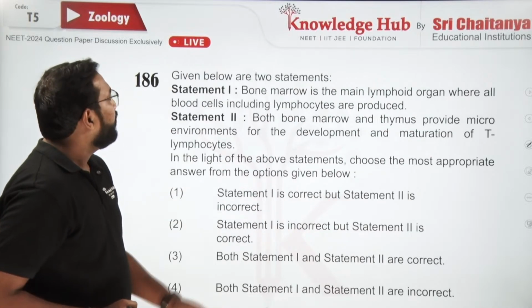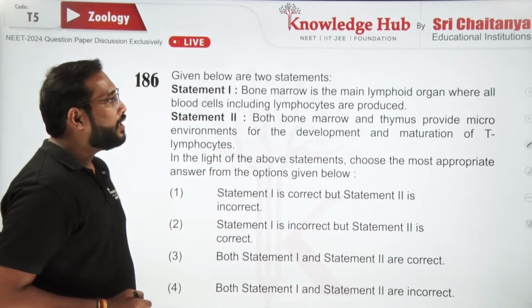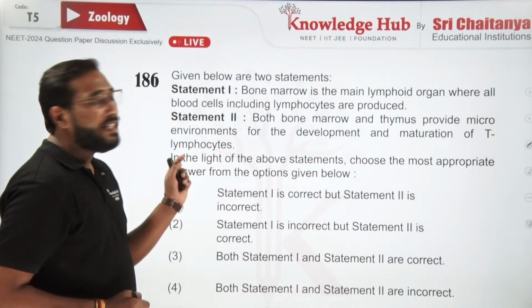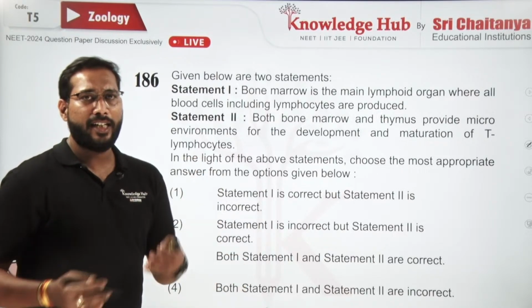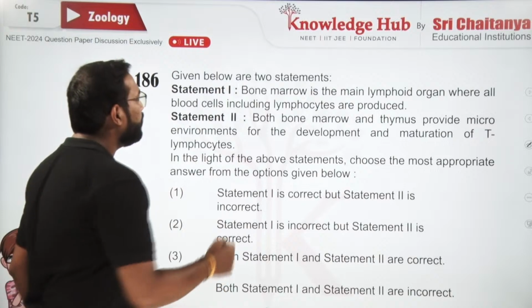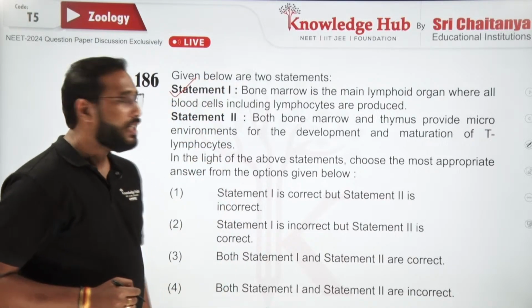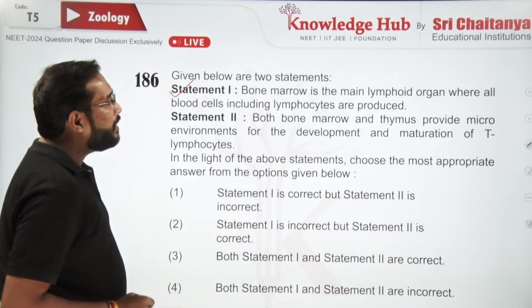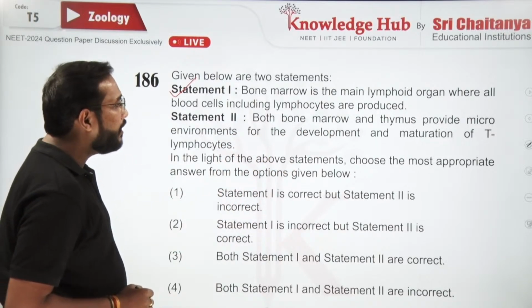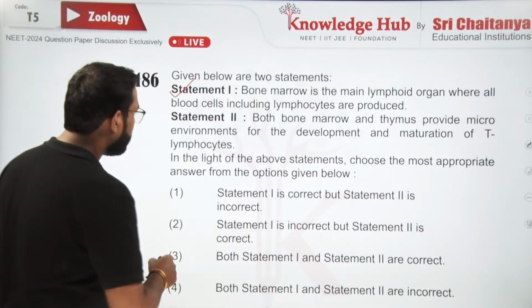Moving on, we have the next statement. Bone marrow is the main lymphoid organ where all blood cells including lymphocytes are produced. That is very true. All blood cells, white blood cells, red blood cells, even platelets, they are produced in the bone marrow. So statement 1 is true, right? And then both bone marrow and thymus provide microenvironments for the development and maturation of T lymphocytes, right? Okay, that is also correct, right?